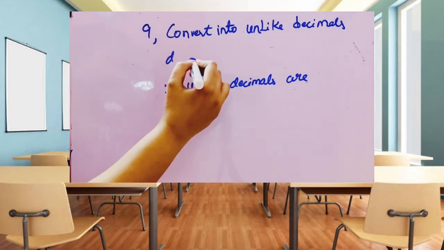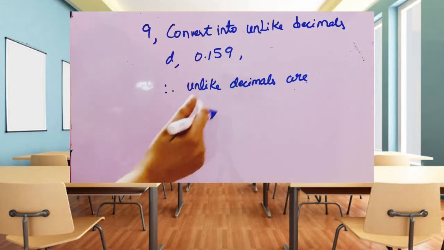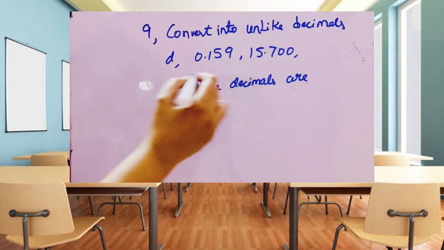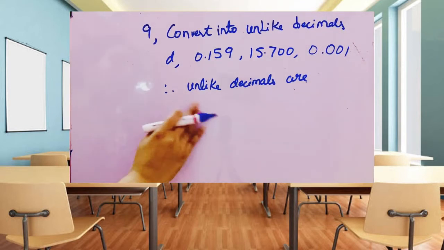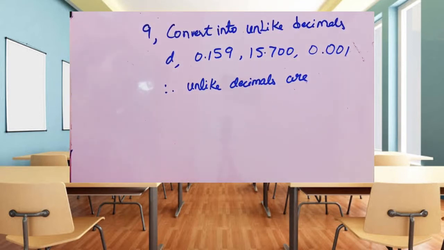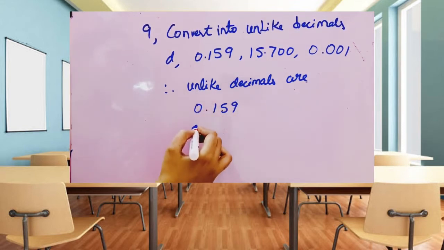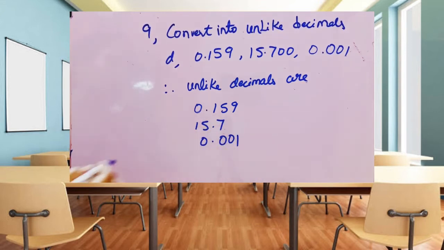D: 0.159, 15.700, 0.001. Now in order to change these numbers into unlike decimals, first can be written as 0.159, 15.7, 0.001. Now the ninth sum, converting into unlike decimal, is completed. We are going to do the 10th one.